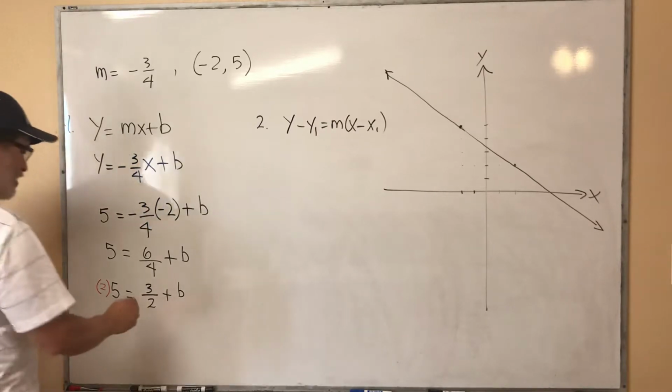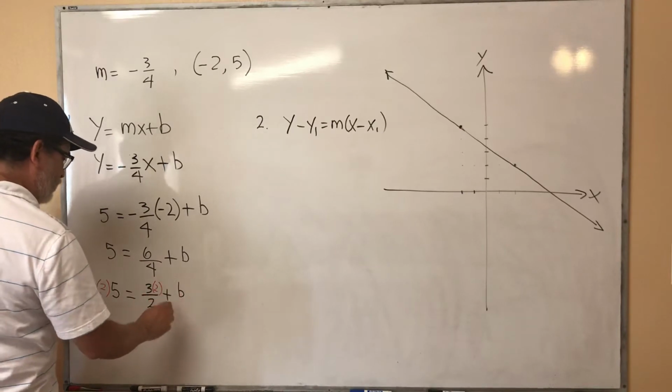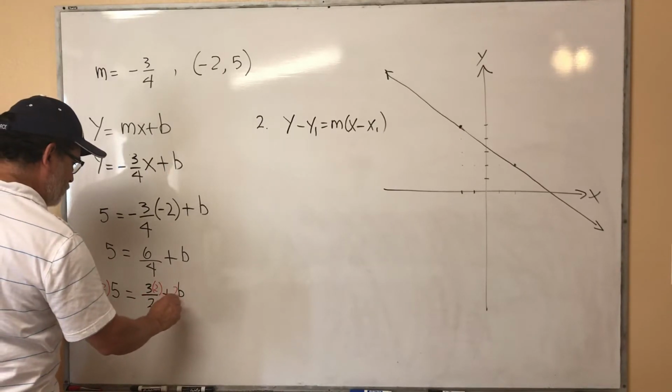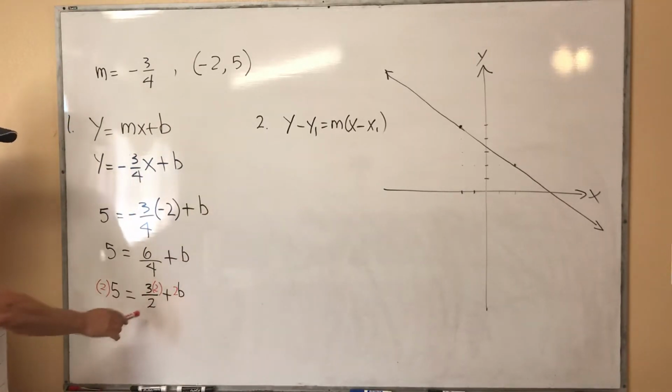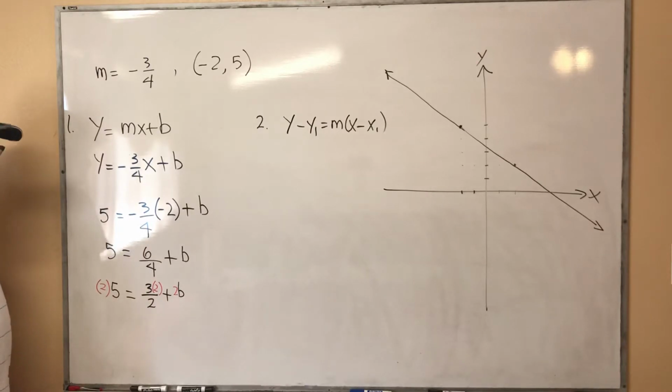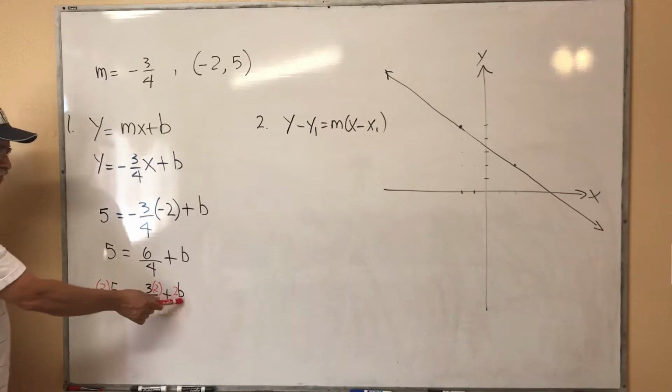Going to multiply this by 2 and multiply this by 2. They are all numerators. The 2's cancel here. You see it? The 2's cancel. And so therefore, this is 10. The 2's cancel. So this is 3 plus 2b.